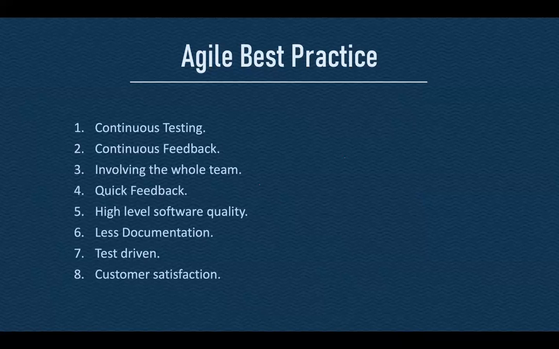Fourth one is the quick feedback. The business team participates in each iteration. Ongoing feedback reduces the time it takes to get feedback on the development work. Fifth one is the high level software quality. The team tests the software to ensure the code is clean and tight.